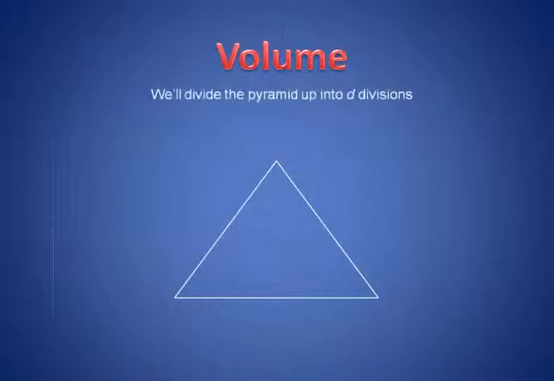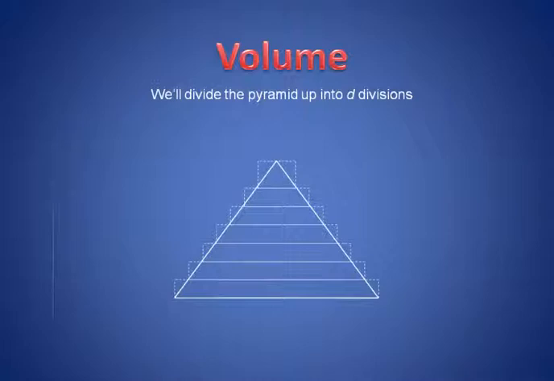So we'll divide the pyramid up into d divisions. In this case, d appears to be 7, but d is intended to be an arbitrary number of divisions. If the total height from the base to the vertex is h, then of course the height of each of those regularly spaced divisions is going to be h over d. The volume of the topmost prism is going to be the area of its base times its height. In other words, the area of the first base, or b1, times h over d.